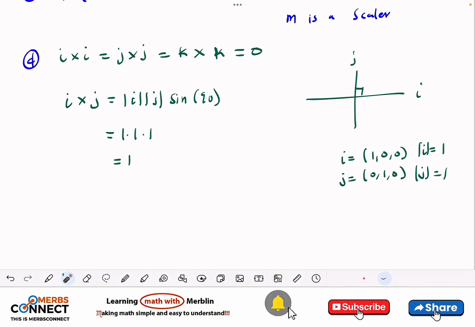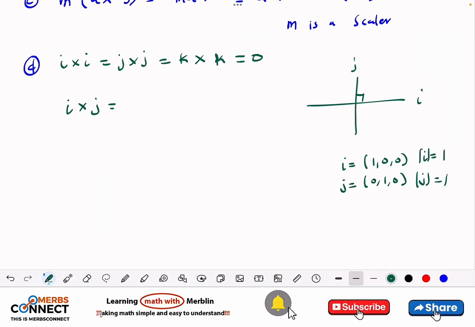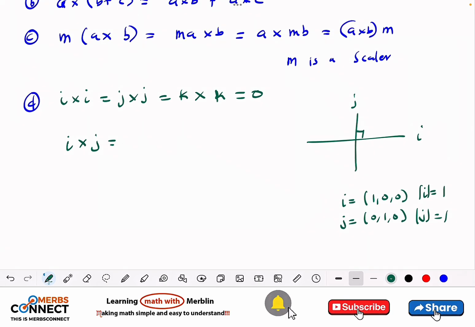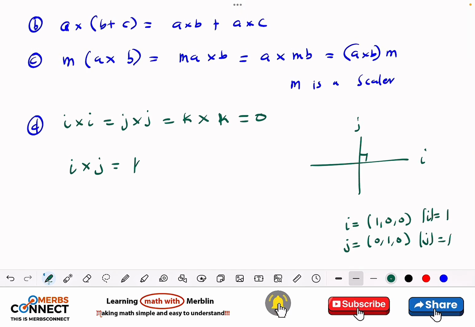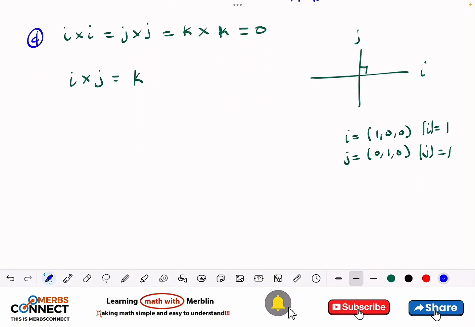But what happens when I do that? Now, what you need to know is this: when I cross i and j, I'm going to have k. So when I cross in one direction, I get the other direction. But remember, the order is important. So how are we doing this? We are doing this in right hand form.